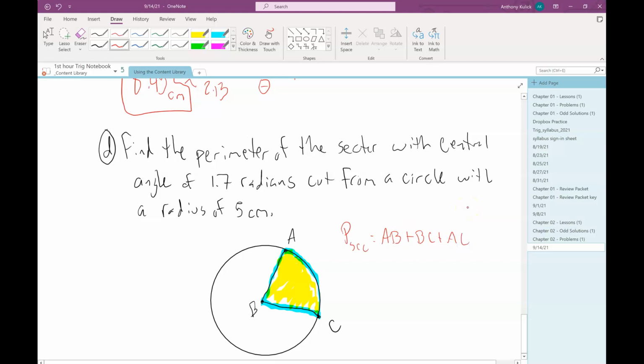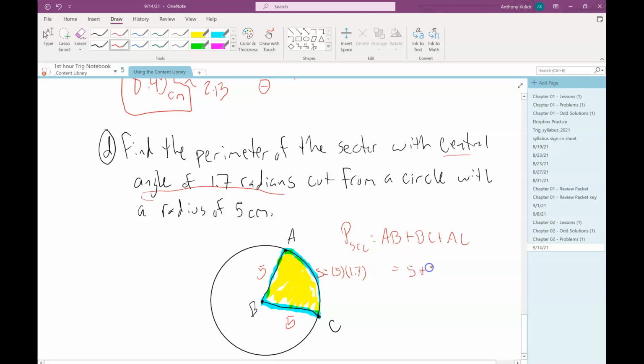Now we're told here that the radius for this circle is 5. So AB and BC are both 5. And then AC is an arc length, so we can use our arc length formula. The central angle in this case was given in radians, so it can just be r times theta.